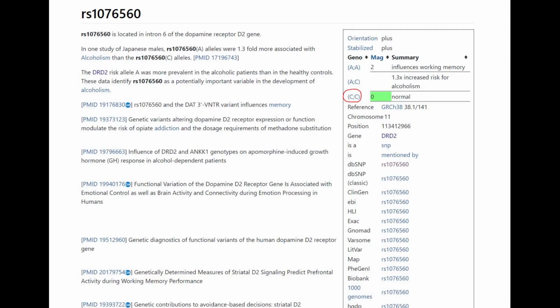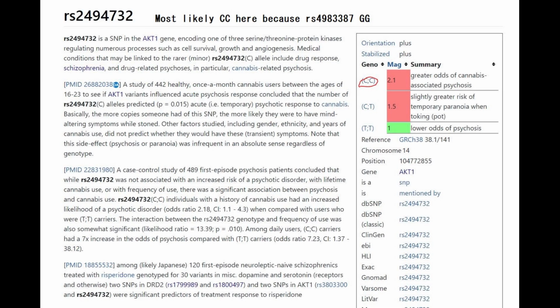He's got CC genotype in this variation of DRD2, which means a normal amount of D2 dopamine receptors, not an increased risk of alcoholism. And he's got actually CC genotype in this variation of AKT1, which is kind of counterintuitive, because you would expect somebody from the steppe to have lower odds of psychosis caused by cannabis smoking, because, you know, people in the steppe have been smoking cannabis since like forever.